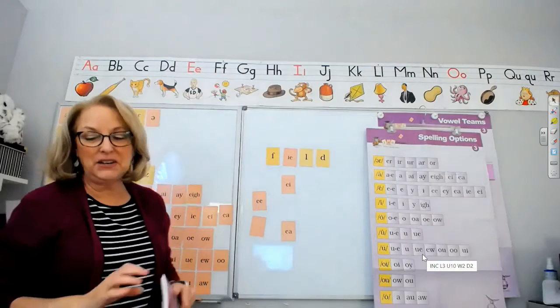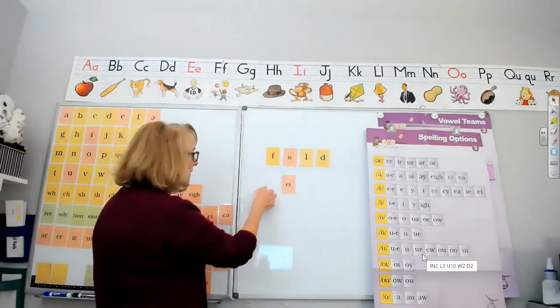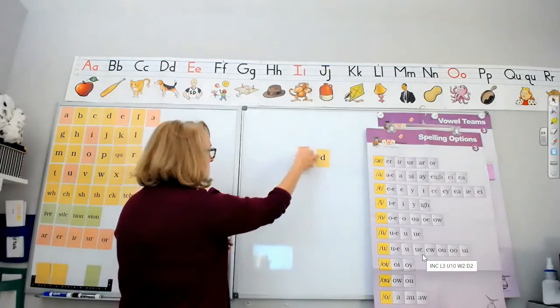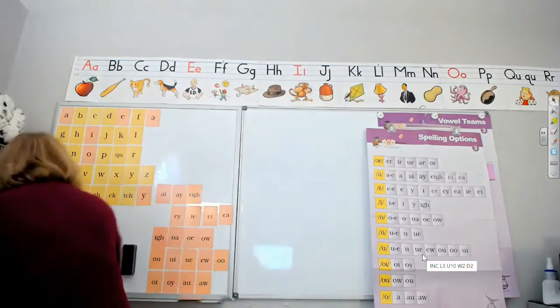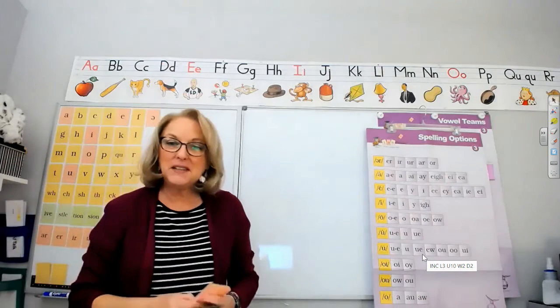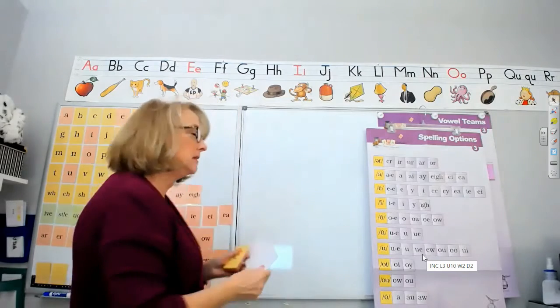F-I-E-L-D. Very good. Let's do another one. Put your cards away. And let's do a two-syllable word. I'll say it, you repeat it. Complain. Complain. I'll put my syllable frames up.